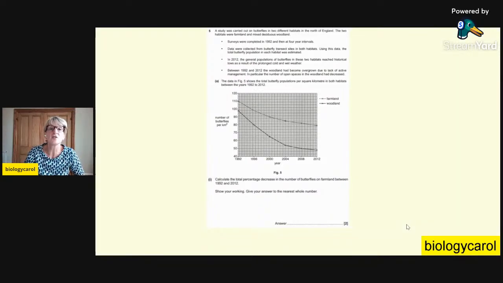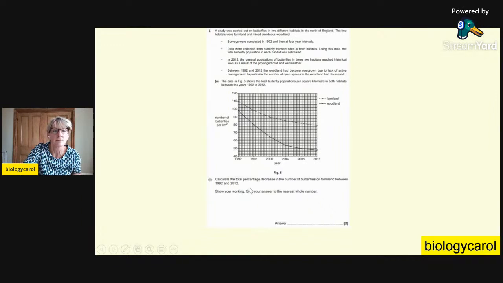In 2012, the general population of both of these habitats reached historical lows because of prolonged cold and wet weather. Between 1992, in other words, between the whole length of the study, or this graph particularly, the woodland had become overgrown due to a lack of active management. So the woodland became overgrown. In particular, the number of open spaces in the woodland had decreased. That might well explain why this dropped so low.